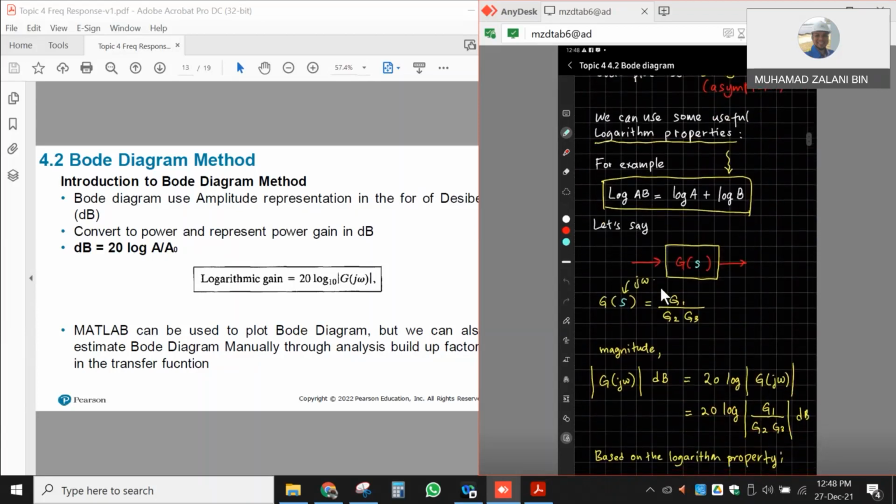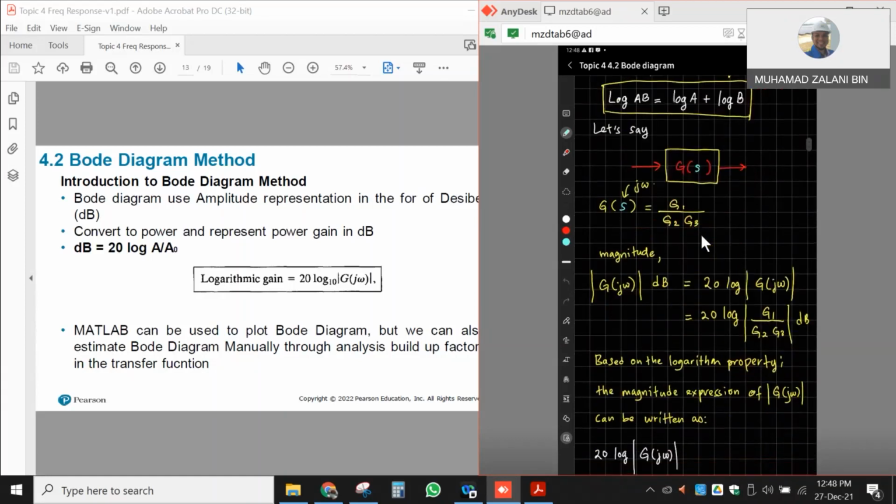In this case, we can use some useful logarithm properties. You should understand the rules related to log when you do calculus with logs. For example, log AB can be represented as log A plus log B. This is one example. So basically, in estimating the transfer function of any system, we can use log.